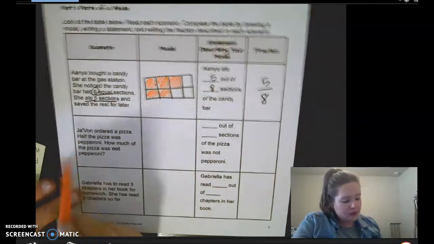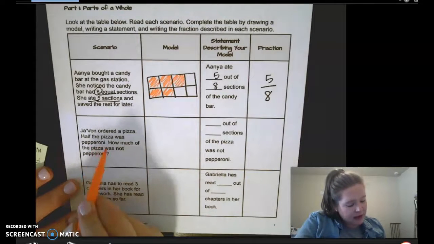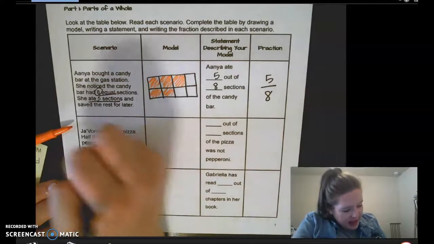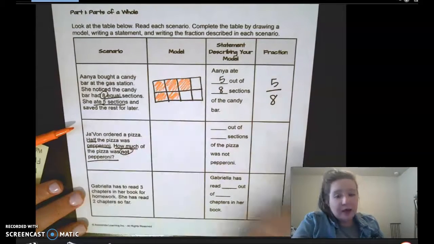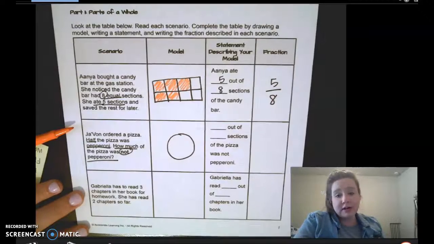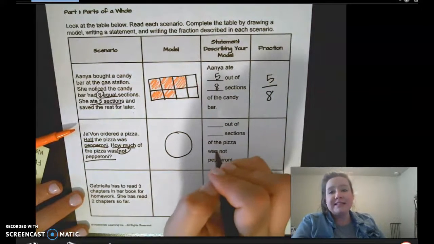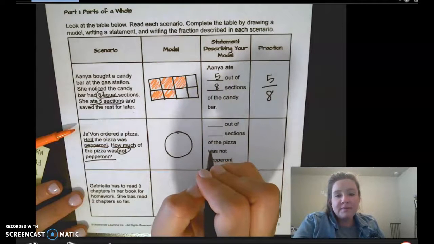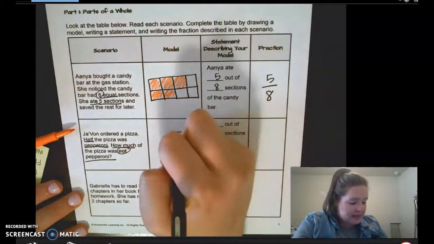All right. Javon ordered a pizza. Half of the pizza was pepperoni. How much of the pizza was not pepperoni? Half was pepperoni. How much was not pepperoni? So I'm going to draw a circle because typically pizzas are in a circle. I'm going to cut it in half. If you cut something in half, how many pieces do you have? Good, you have 2 pieces, all right?